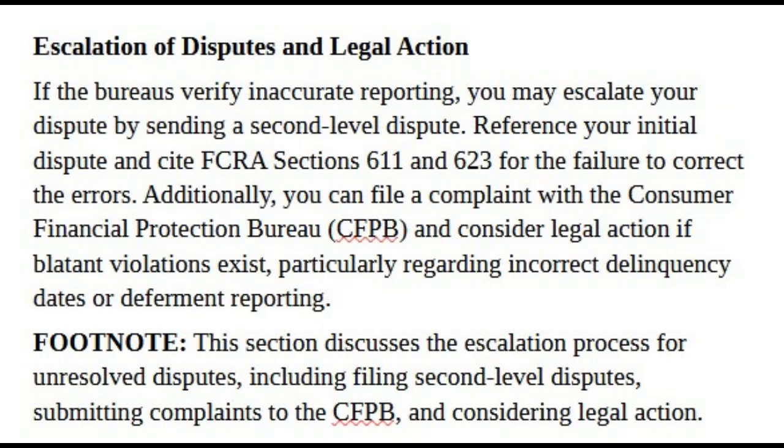Escalation of disputes and legal action. If the bureaus verify inaccurate reporting, you may escalate your dispute by sending a second-level dispute. Reference your initial dispute and cite FCRA Sections 611 and 623 for the failure to correct the errors. Additionally, you can file a complaint with the Consumer Financial Protection Bureau, CFPB, and consider legal action if blatant violations exist, particularly regarding incorrect delinquency dates or deferment reporting.